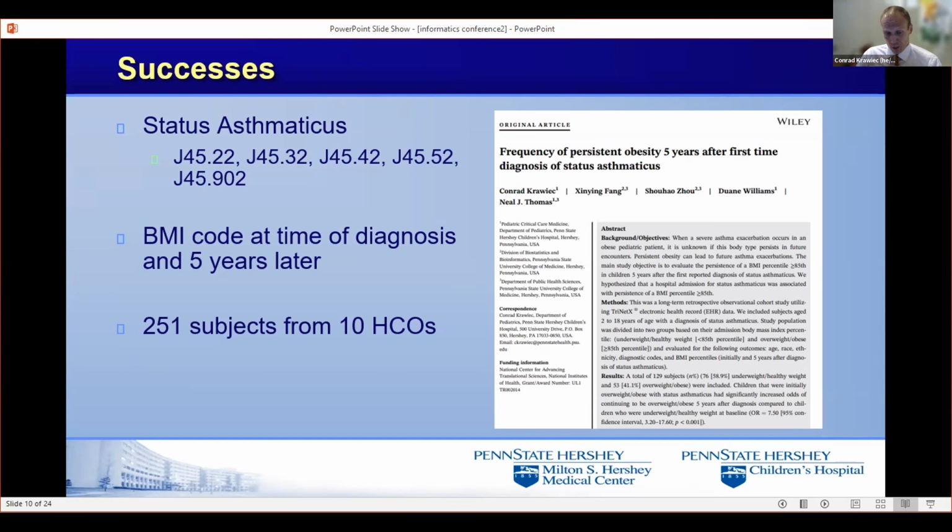So we published this in the Clinical Respiratory Journal. And from the time of data download to statistical analysis and acceptance, the time frame was about 5 months or so.